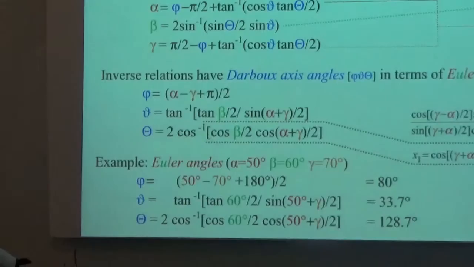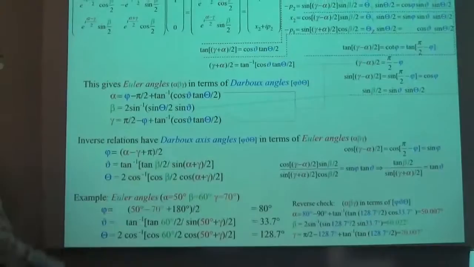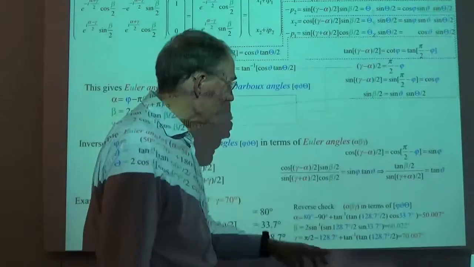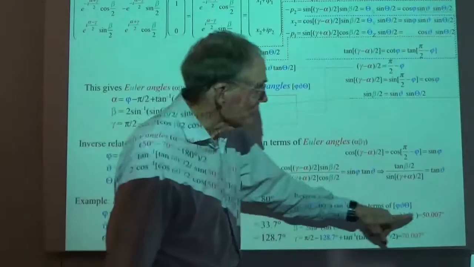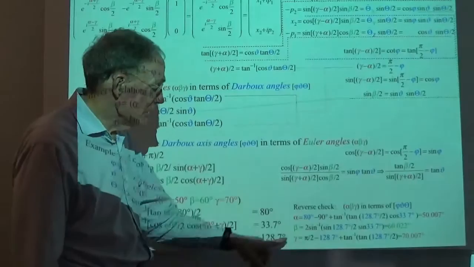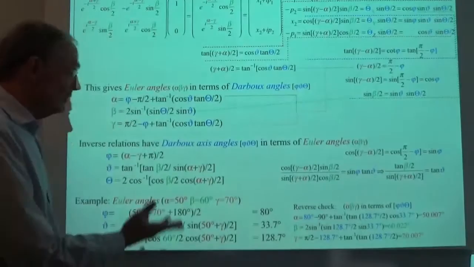Now, what's fun is to make this thing go in reverse. Just take what you got here, which are, of course, decimals to three or four figure accuracy. Do a reverse check using the inverse formulas, and what do you get? You get alpha equal to 50.007, because we don't have enough places here to make it 50, and beta equal to 60.022, because again, not enough places, and gamma is not 70, but 70.007. That's the James Bond angle right there.